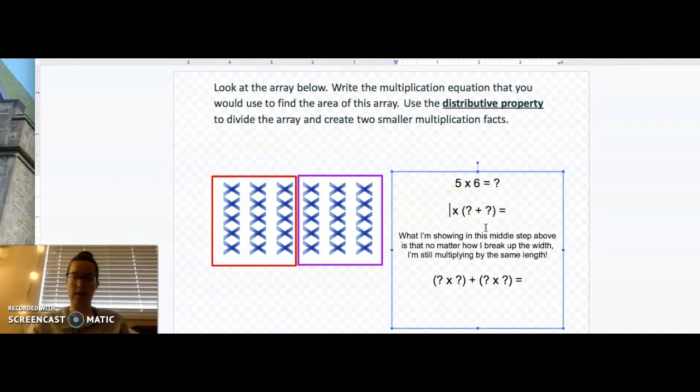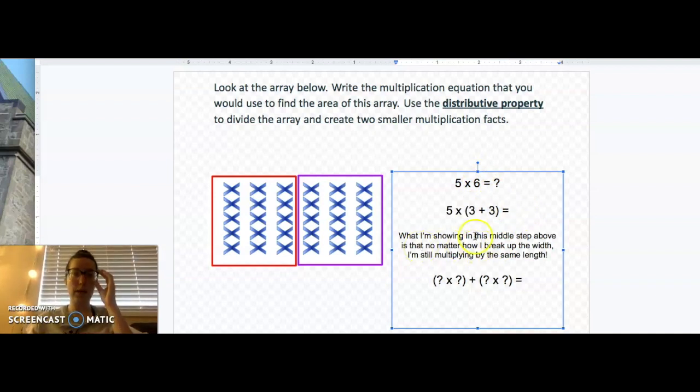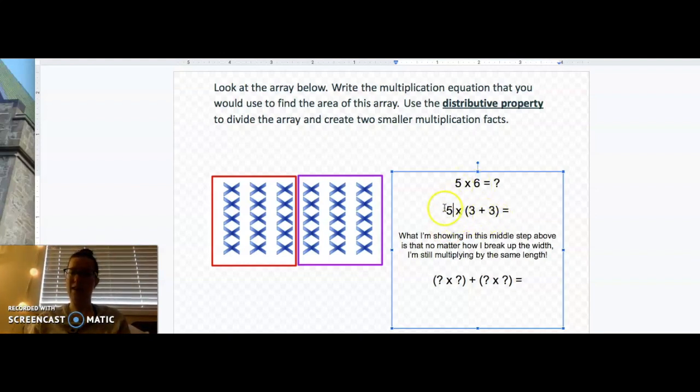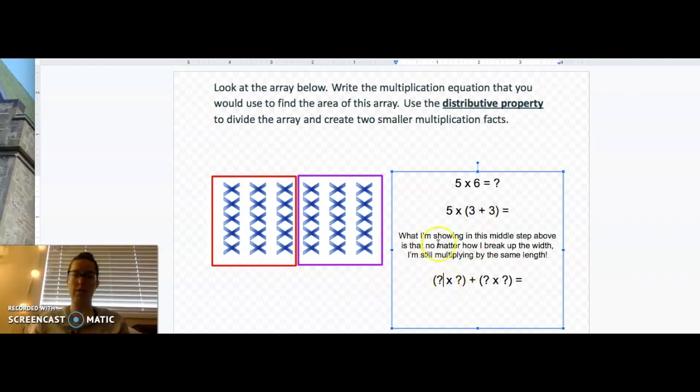So my length did not change at all, but my width, 6, got broken up into 3 and 3. Okay, so what I'm showing in this middle step here is that no matter how I break up this width, I'm still multiplying by the same length, right? So even though I broke up 6 into 3 plus 3, I'm still multiplying that 3 plus 3 times 5, okay?